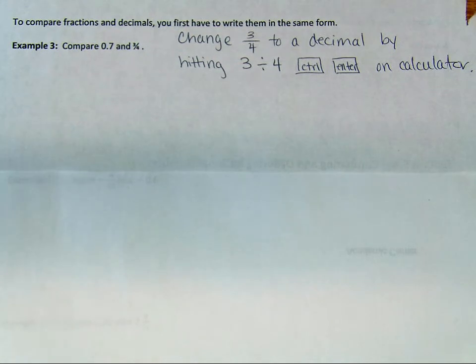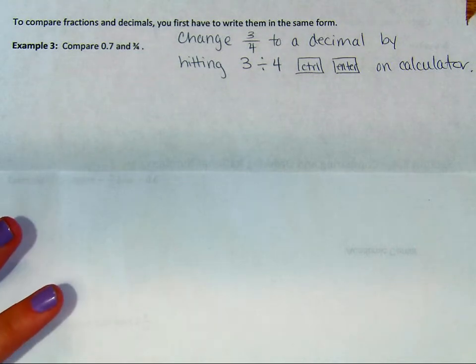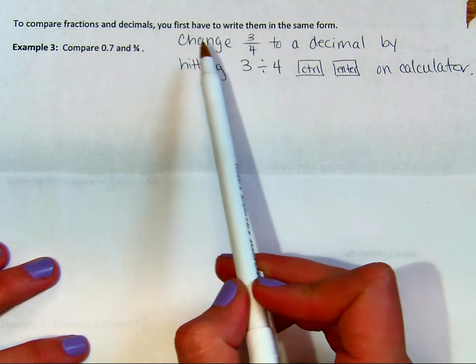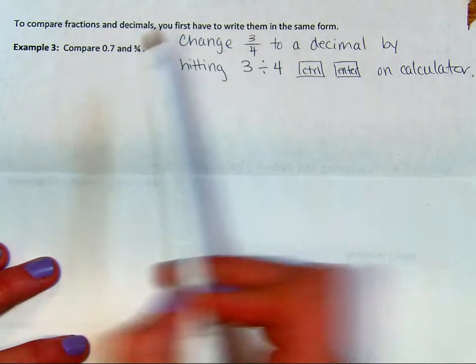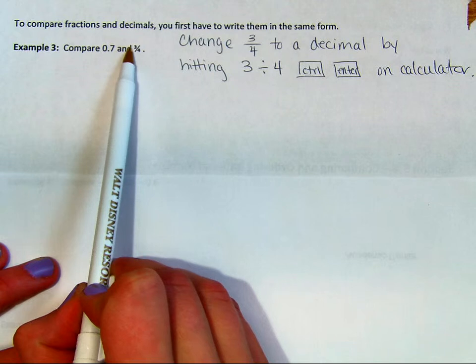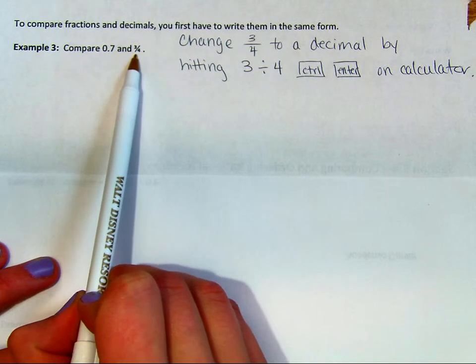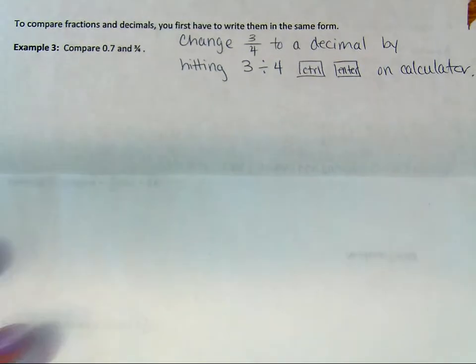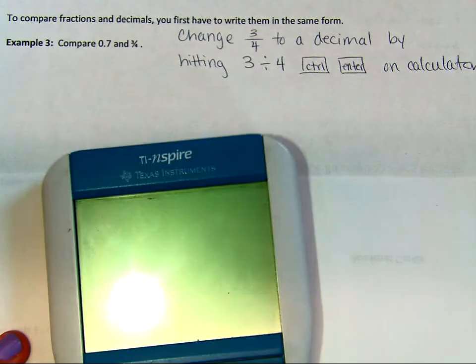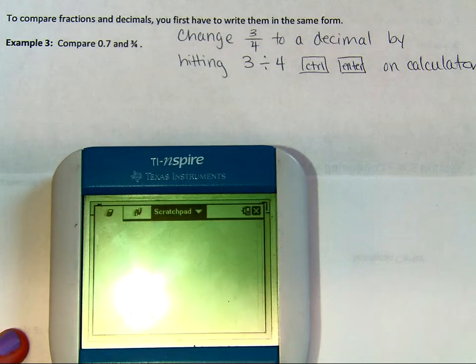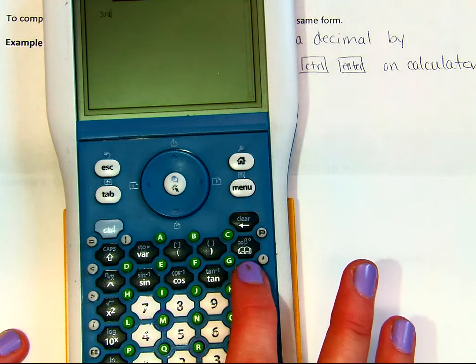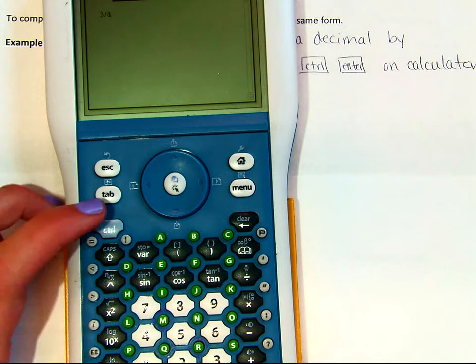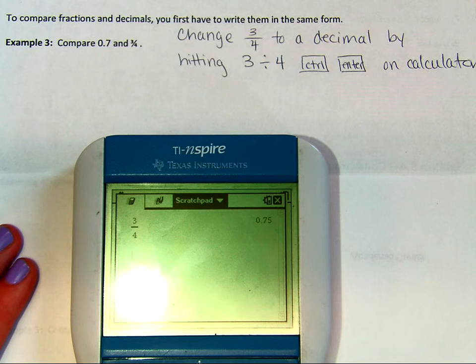Personally, I think it's easier to get them both to be decimals, because you can do that right on your calculator. So for number one, we're comparing 0.7 with 3/4. To change 3/4 to a decimal, I'm just going to hit 3 divided by 4 on my calculator. So I'll show you how we do that. We go to our calculate screen, 3 divided by 4. I just hit my divide key right there, and then I'm going to hit Control, Enter. And that gives me my decimal, 0.75.